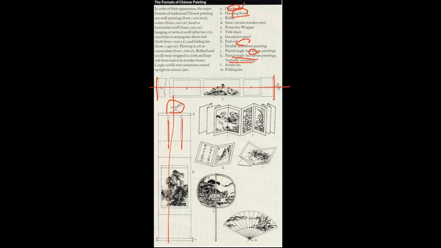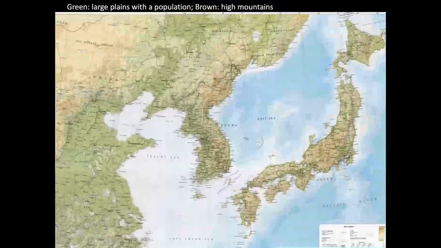We don't have the canvas type of rectangular hard surface. Maybe we have a wall painting like this, but usually movable objects are made as this type of hanging scroll, hand scroll, album, or fan, those kinds of shapes. And it's common in China, Korea, and Japan.